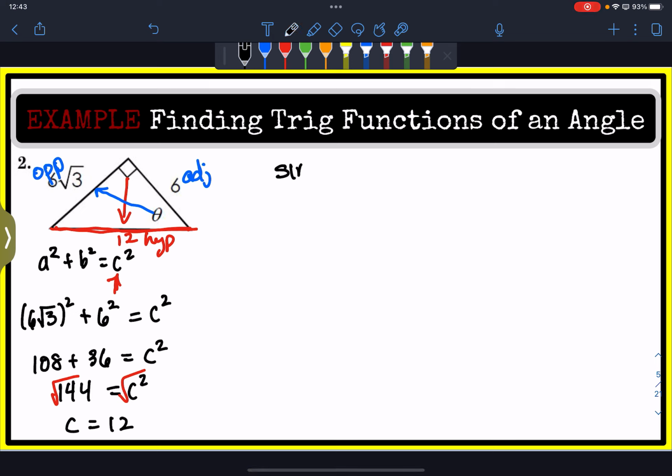So let's find sine. Well, sine, again, divides the opposite side, which is 6 radical 3, by the hypotenuse, which is 12. Well, you'll notice again that 6 and 12 have a common factor, so we can reduce by 6. 6 divided by 6 is 1, and 12 divided by 6 is 2. So we end up with 1 radical 3 instead of 6 radical 3 divided by 2. Now, cosine divides the adjacent side, 6, by the hypotenuse. And well, that simply reduces to 1/2.